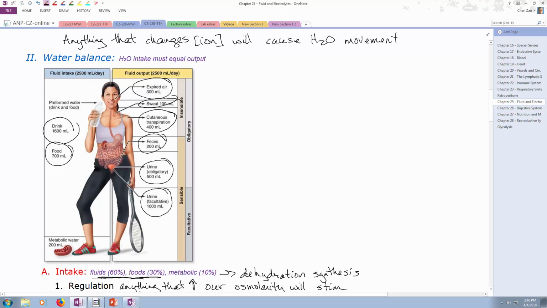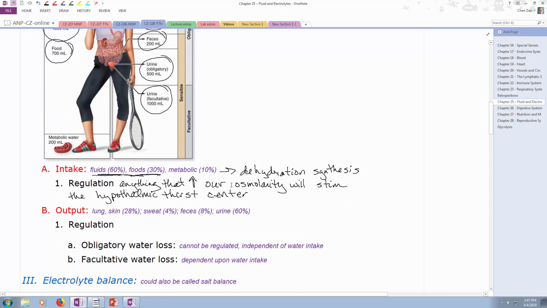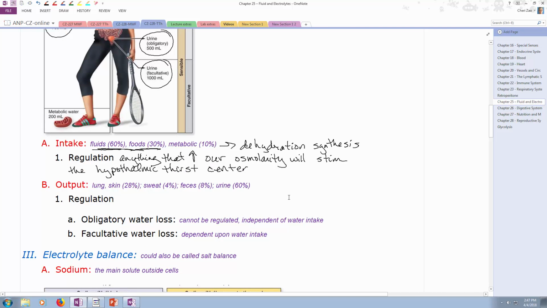And there are two categories here about urine. One is obligatory and the other is facultative. So let's take a look at what that means. Before we do that, percentage-wise, lung and skin, about 28%. Sweat's a small amount. Fecal material is twice as sweat, and urine output happens to be very similar to our fluid intake of 60%. Our regulation of our output is definitely going to be greatly impacted by our kidneys and is going to be tied to sodium movements also.